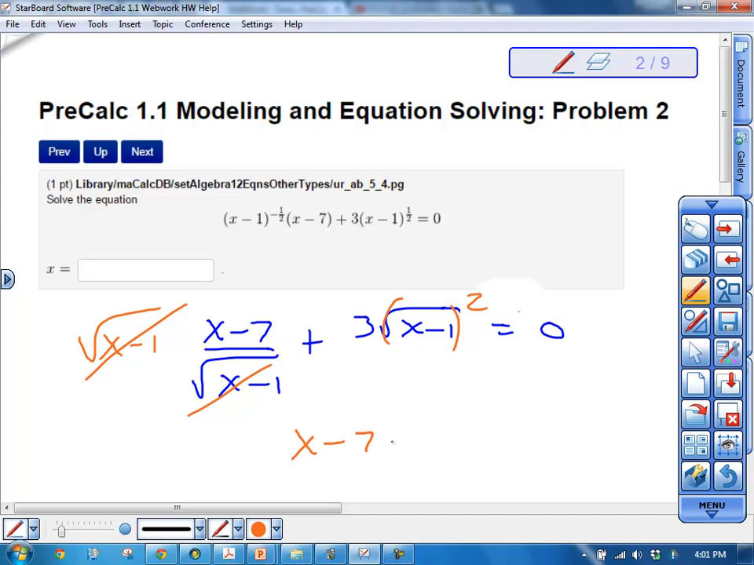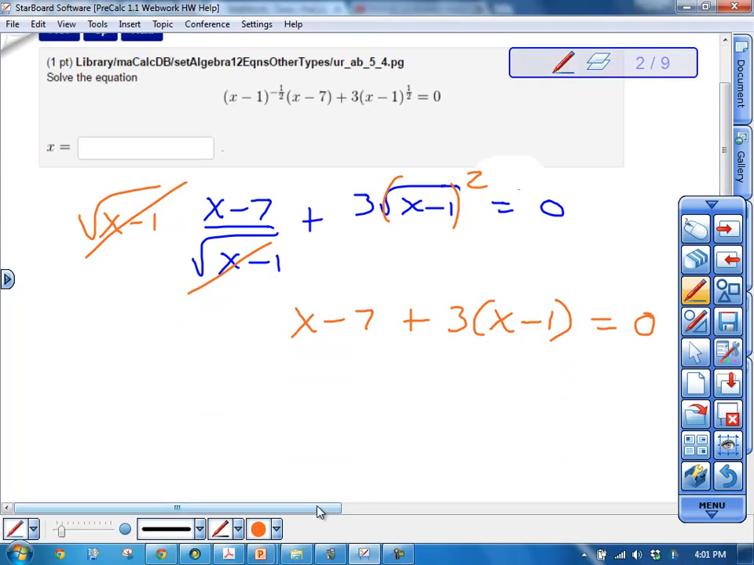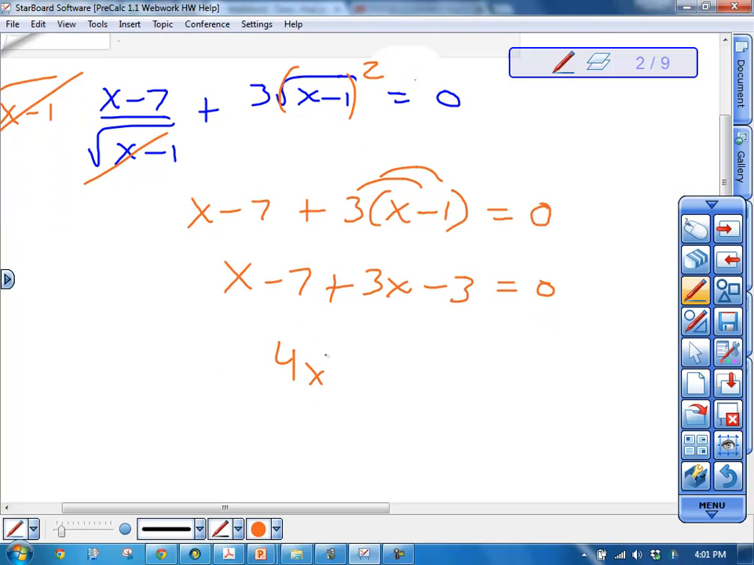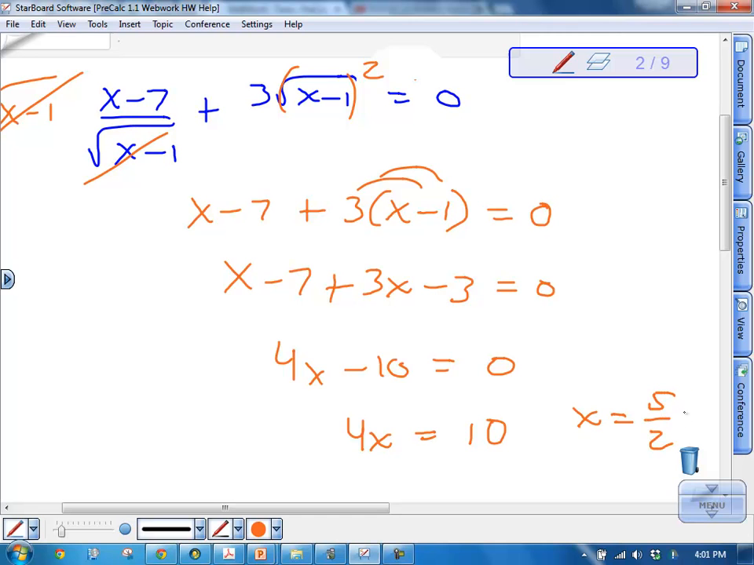So I end up with x minus 7 plus 3 times x minus 1. Don't forget to put that in parentheses, though. I do have to distribute that 3. So now I'm just solving this linear equation, which is x minus 7 plus 3x minus 3 equals 0. That's 4x. If I add like terms, minus 10 equals 0. So I have 4x equals 10, x equals 10 over 4, or 5/2.